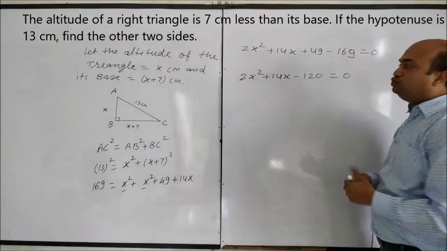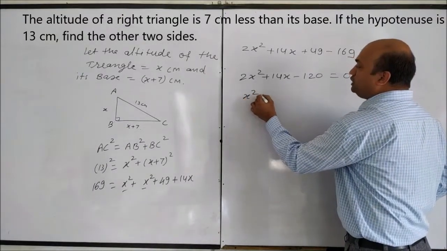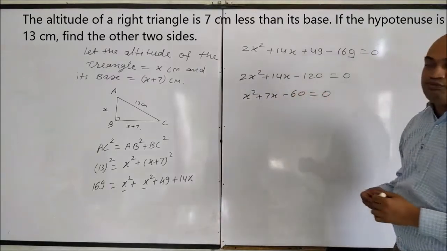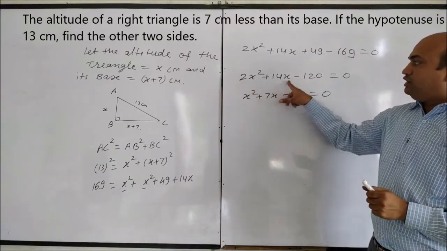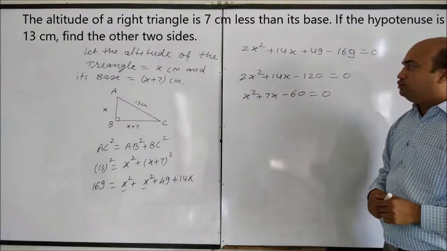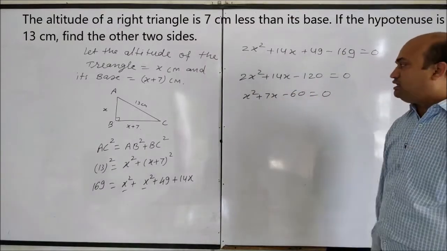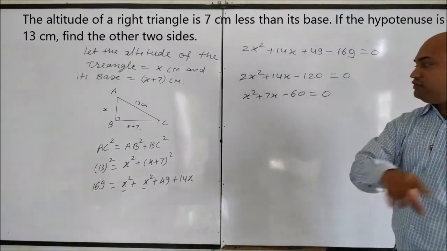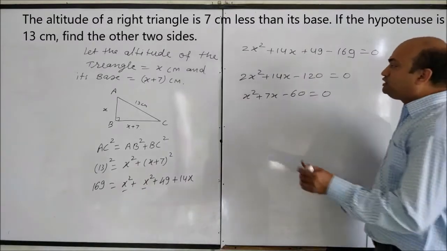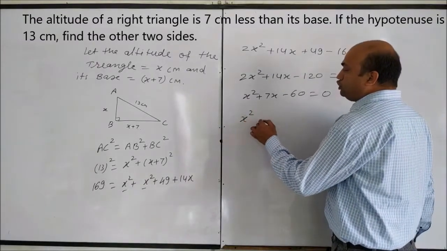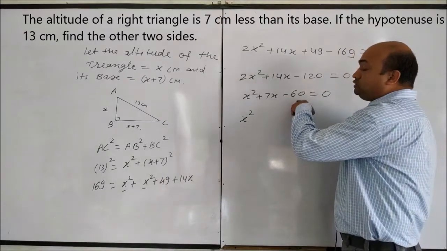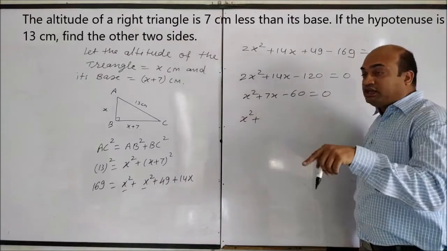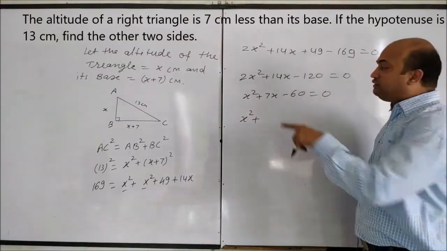Now divided by 2, you will get x square plus 7x minus 60 is equal to 0. Okay, x square plus 7x minus 60 equal to 0. Now we solve it by same factorization method. Two numbers we obtained, product of them should be 60, sum or difference should be 7. Such two numbers are 12 and 5. Okay, because 12 into 5, 60, and 12 minus 5, 7.